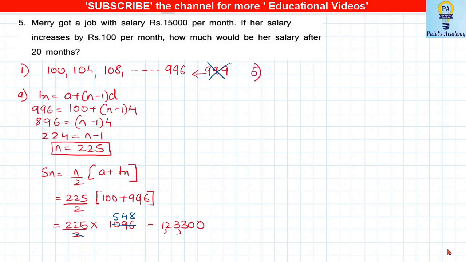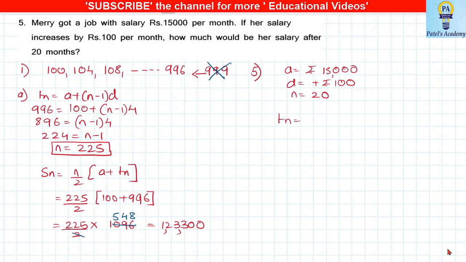Mary got a job with a salary of 15,000 per month. If her salary increases by rupees 100 per month, what will be the salary after 20 months? So here the initial salary is A, that is rupees 15,000, and the salary is increasing by 100. So D is going to be plus 100 rupees. If it is a decrease, it will be minus. And you have to find the salary after 20 months. So the number of terms is going to be 20.